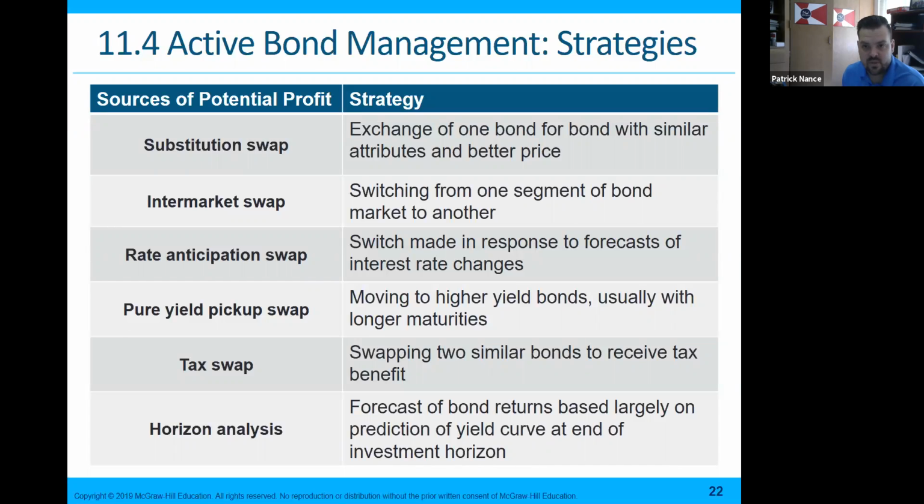Intermarket swap, switching from one segment of the bond market to another. A rate anticipation swap, so I'm thinking that the rates are going to change, so I'm making a change in my bond based on forecasts and what I think is going to happen. A pure yield pickup swap, moving to a higher yield bond, usually with longer maturity. So switching from a bond that might mature next year to a bond that might mature 5 years from now, but it's returning a higher interest rate, generally because the market rates have moved. Tax swap is swapping two similar bonds to receive the tax benefit from it. And then a horizon analysis, a forecast of bond returns based largely on the prediction of the yield curve at the end of the investment horizon.